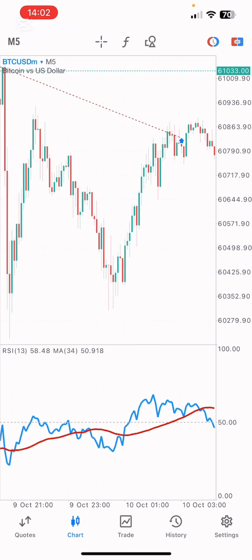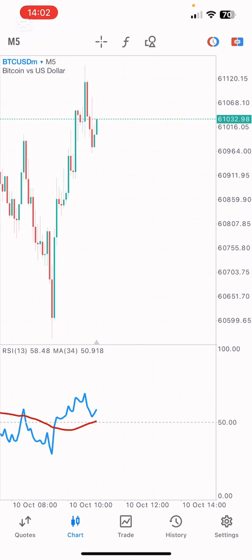It is the sniper entry strategy. You can watch my previous video, and also check the strategy playlist to understand this. So let's move to the next strategy.